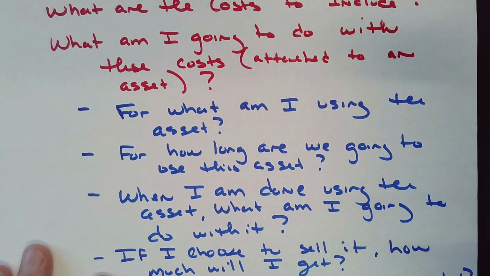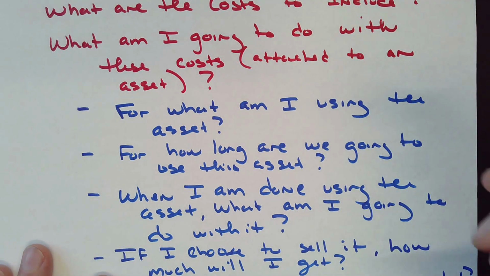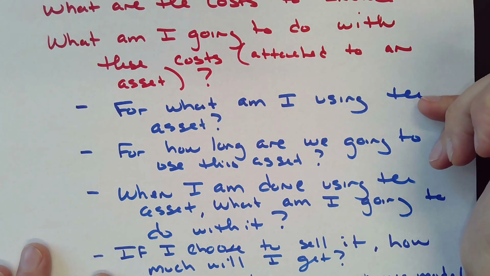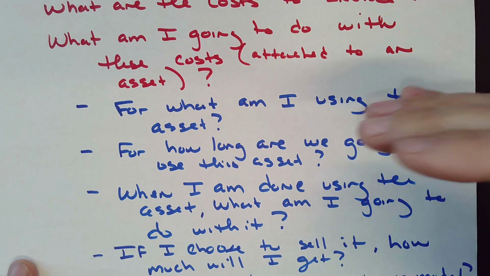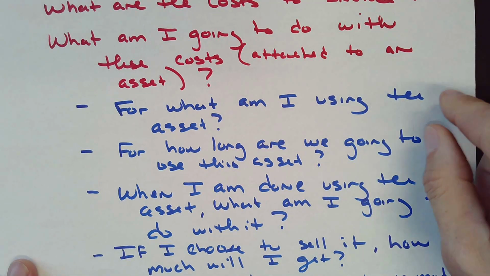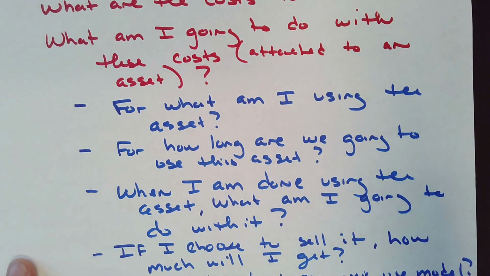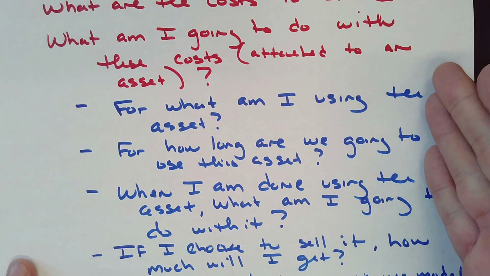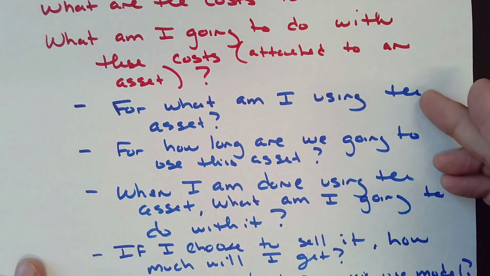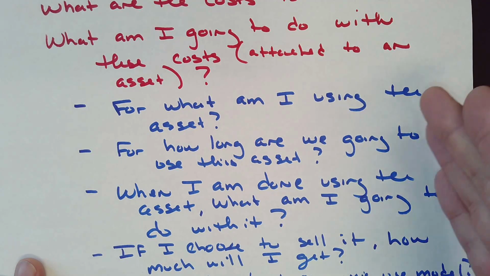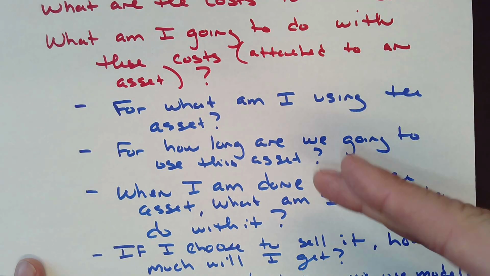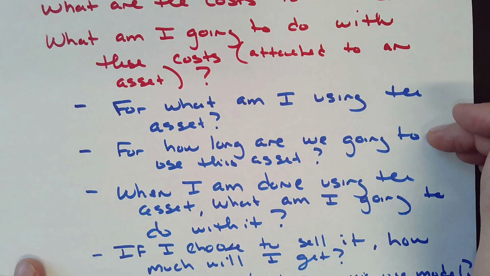So we're going through these questions and trying to get an understanding. And we've already addressed what we're using the asset for, or for what am I using the asset. And that's really to try to assign a responsibility center or a profit center, right? Profit center, cost center, whatever. It's really more of a management accounting discussion. We'll get into a little bit of that later, we'll get into some of that later on in the semester.